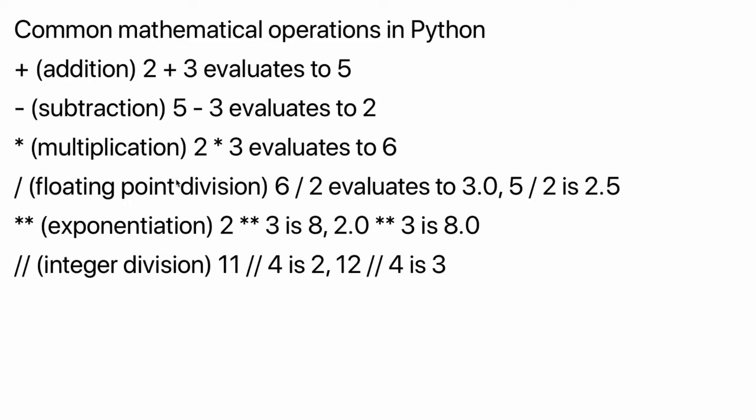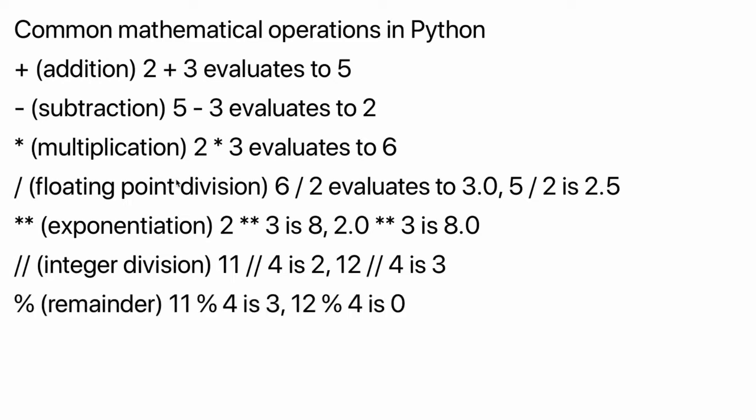Think of it as performing regular division, but ignoring the fractional part of the result. The percent sign is the operator for producing the remainder when two numbers are divided. For example, 11 % 4 is 3, because 11 divided by 4 is 2, with a remainder of 3. 12 % 4 is 0, because 12 divided by 4 is 3, with a remainder of 0.